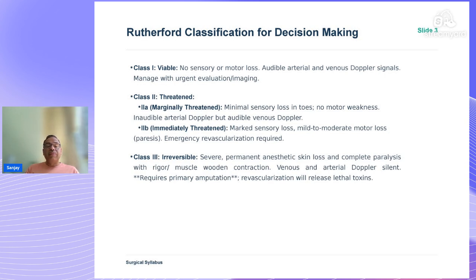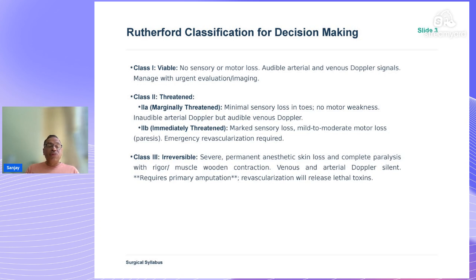And class 3 becomes irreversible. That means there is severe permanent anesthetic loss and complete paralysis with rigor or muscular contraction. The venous and the arterial Doppler signals are absolutely silent. In such cases, because they are irreversible, the ischemic damage has already gone beyond a salvageable state. These patients may require amputation of the affected part to prevent further complications like sepsis.